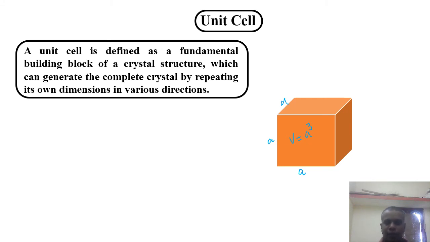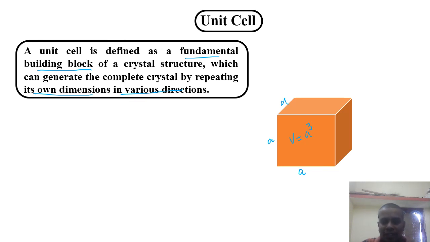What we are going to do is repeat this structure in the x direction, y direction, and z direction to form a complete crystal structure. Because if you look at the definition, the fundamental building block of a crystal structure which can generate the crystal structure, we have to repeat its own dimension in various directions. Here, various directions means in three-dimensional space we get three directions only. So we have to repeat this unit cell in three directions.